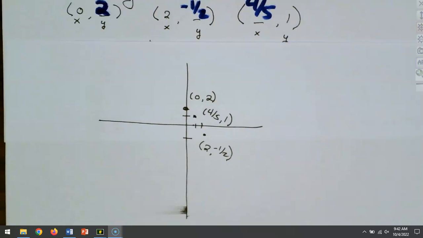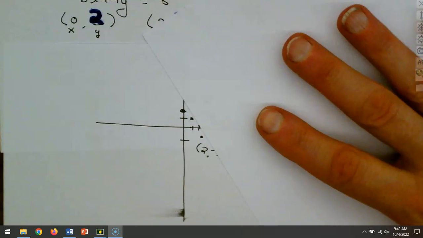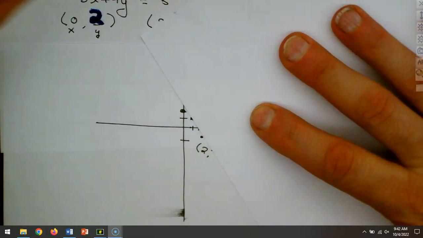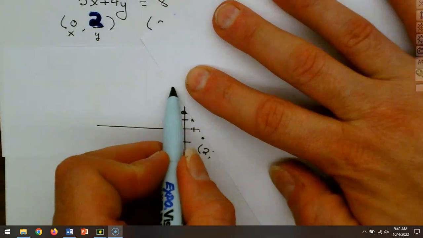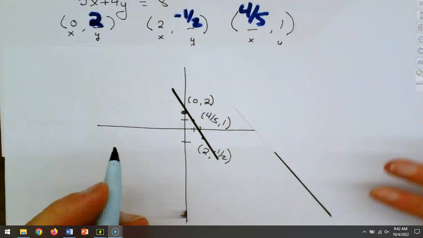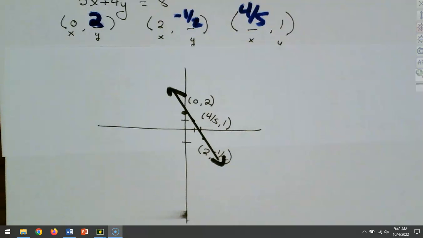Now, what are we going to do? We're going to connect these together. Use a ruler or a straight edge. And they should make a straight line. If they don't make a straight line, you made a mistake. So let's go ahead and connect these together. And there is your line. So you complete the ordered pairs, plot them, and then connect them together to make your line.